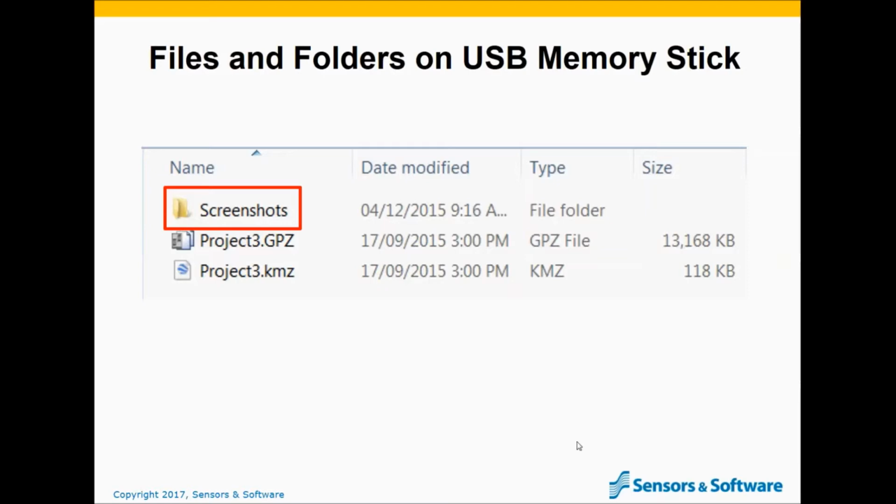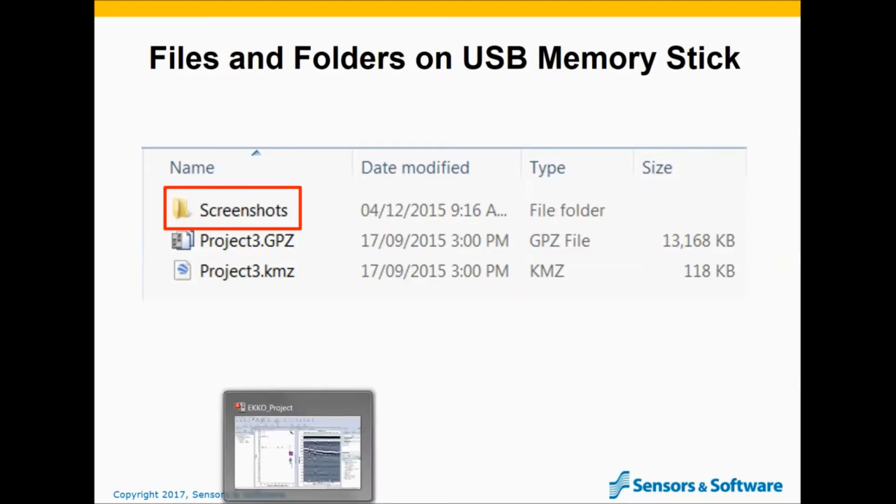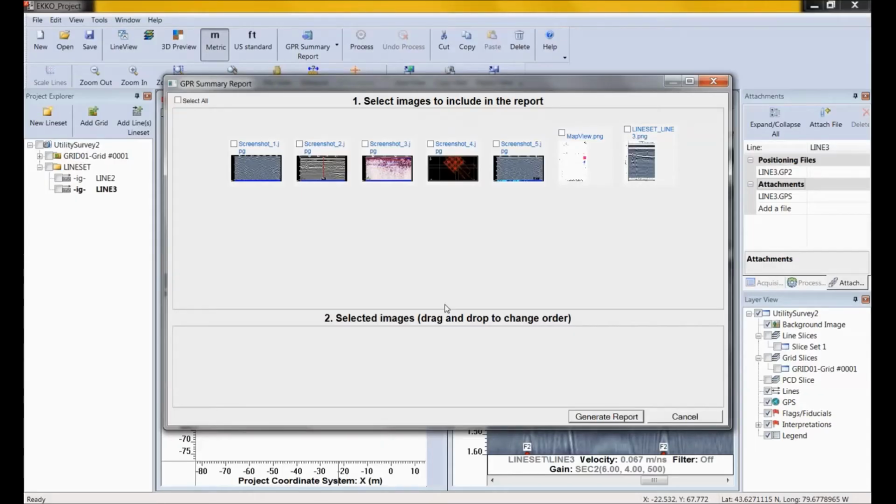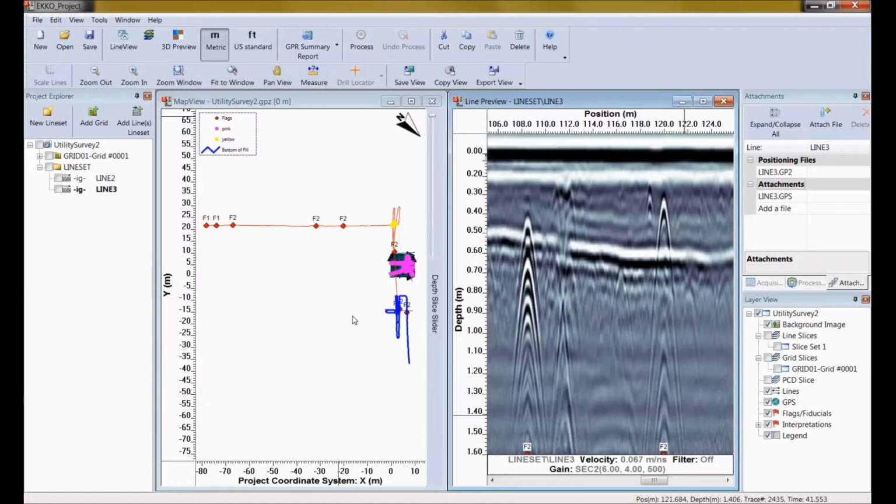Now I'm going to exit. I'm going to go back to Echo Project, and I'm going to exit from the GPR Summary Report and continue to save images. Let's say I open the long reconnaissance lines in the LineView module and am scrolling through them to see a feature I want to save.